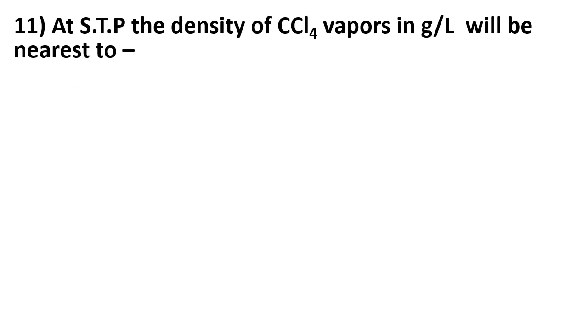Question number 11. At STP, the density of carbon tetrachloride vapors in gram per liter will be nearest to dash value. Options are A 6.87, option B 3.42, option C 10.26 and option D 4.57.